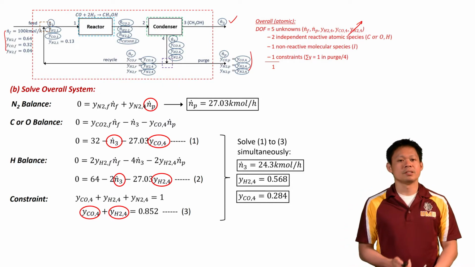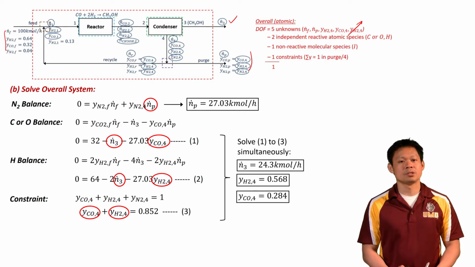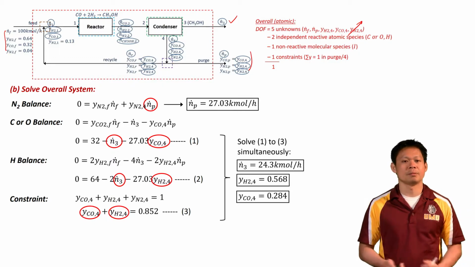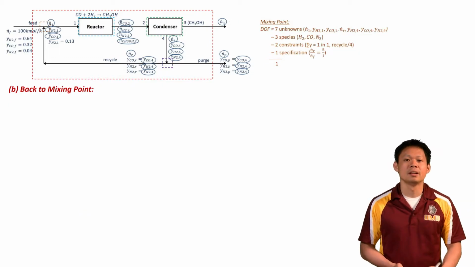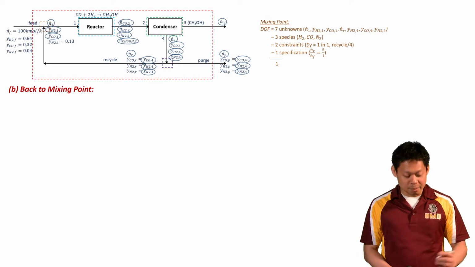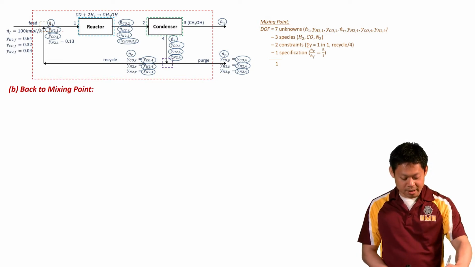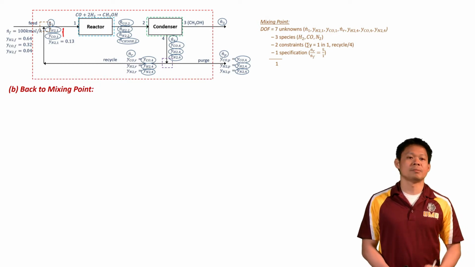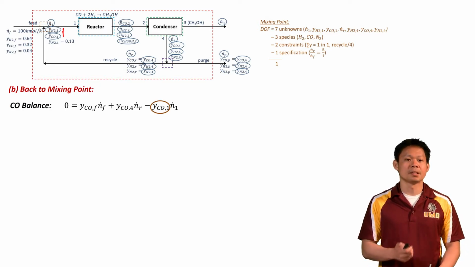All right, once we have this, you'll realize that the 2 systems that drop to 0 is your splitting point and your mixing point. So I'm going to go back to the mixing point first, and then the splitting point, you can do it either way because both of them are at 0 at this point. So we're going to go back to the mixing point. Remember, in the mixing point, we have really these 2 unknowns left, which is the mole fraction of hydrogen and carbon monoxide in stream 1.